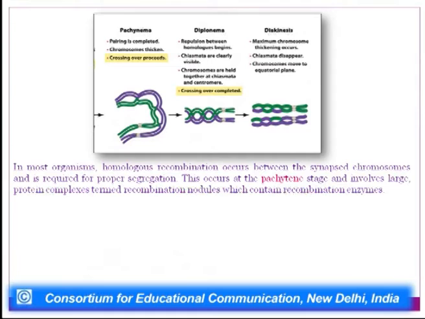In most organisms, homologous recombination occurs between the synapsed chromosomes and is required for proper segregation. This occurs at the pachytene stage and involves large protein complexes termed recombination nodules, which contain recombination enzymes. We know that recombination means the mixing of the genetic material. Now we are looking at where, during the formation of the offspring, this recombination is occurring. It starts at the pachytene stage of the meiotic cycle, when the homologous chromosomes synapse, and there is homologous recombination or exchange of the genetic material. The mechanisms of segregation are unique to meiosis I.